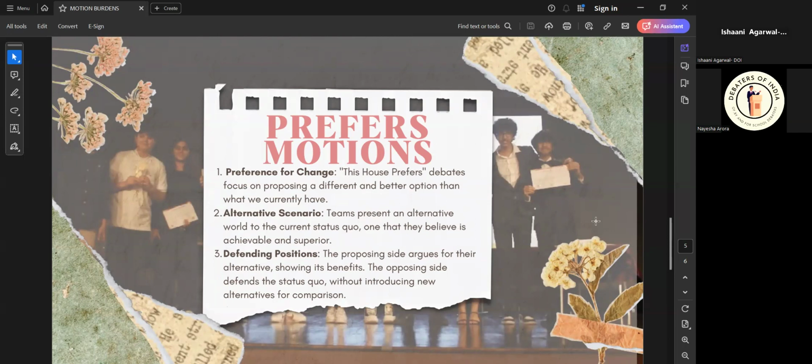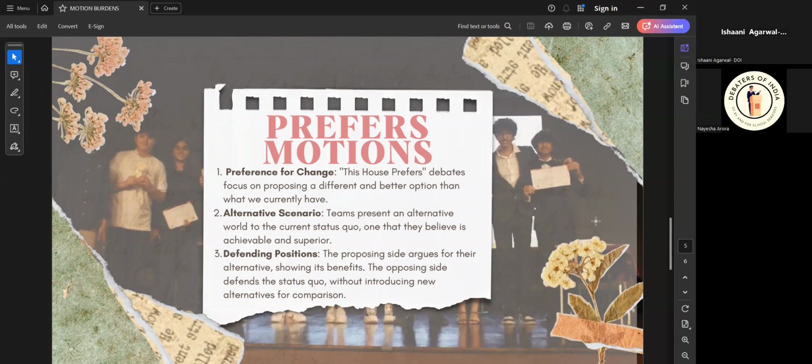But the opposing side here is going to defend the presidential system, and it's going to talk about what are the benefits of a presidential system. So here they basically pinpoint the harms of a parliamentary system. For example, a parliamentary system might lead to a lot of delays because under a parliamentary system, a lot of people have to be consulted, as compared to a presidential system, which is more quick and by extension may be more efficient in certain circumstances. So the opposing side is going to defend the presidential system without introducing any new alternative for comparison.